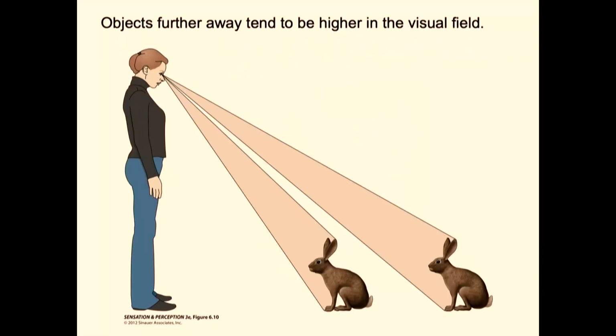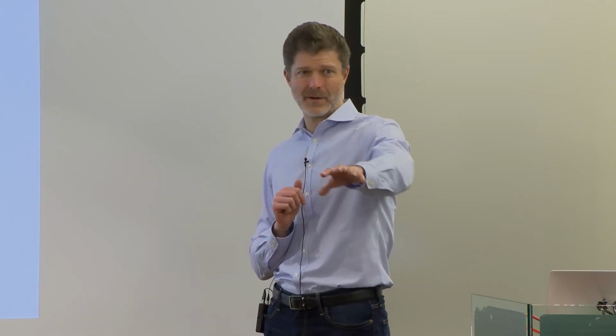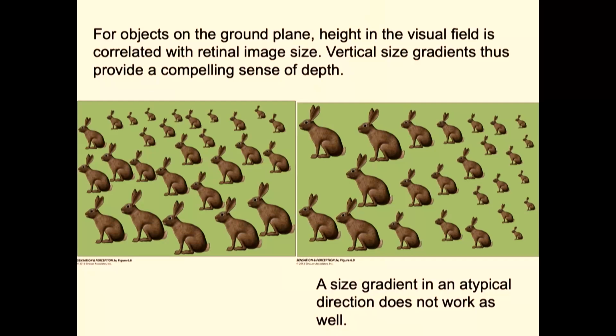Another regularity that influences depth is the geometry of the relationships between where objects are in the world and where they project on the retina. Very often we're standing on a ground plane, and things that are further away tend to be on the ground plane, so they tend to be higher in the visual field. And as things are further away, they also tend to project smaller images. So you can get these effects.